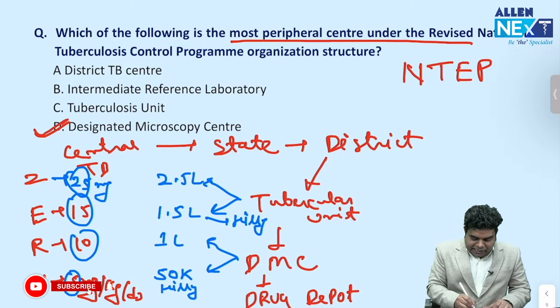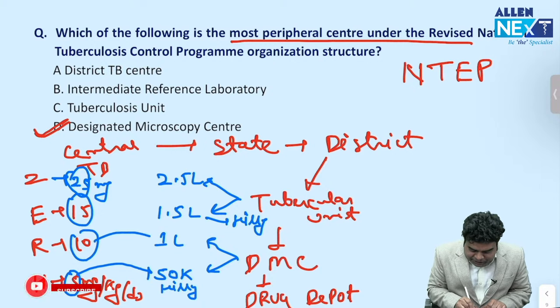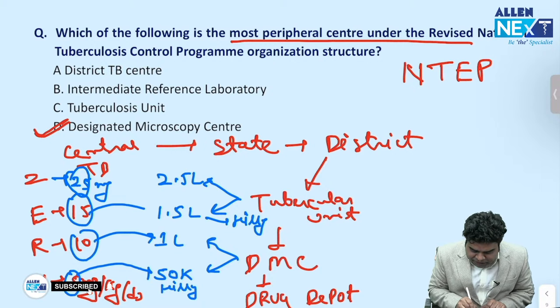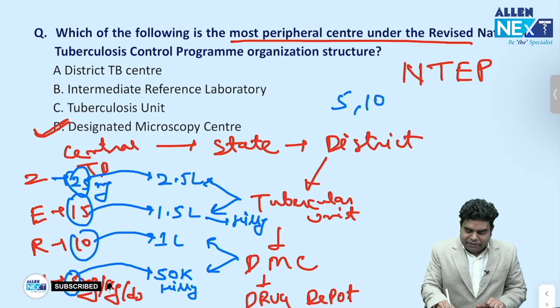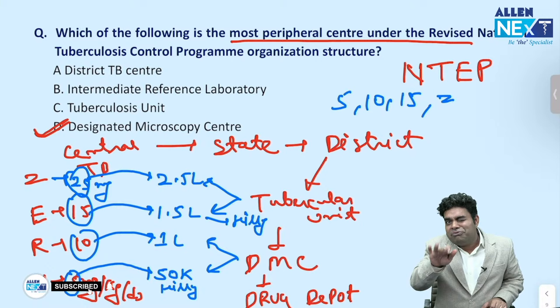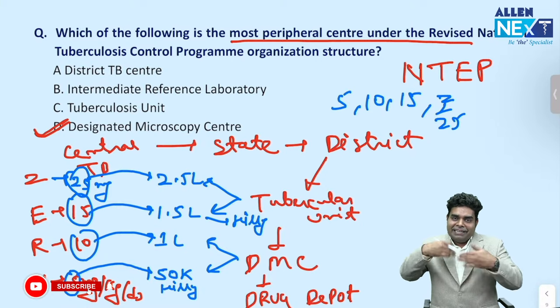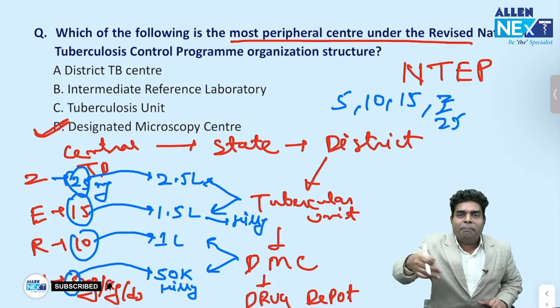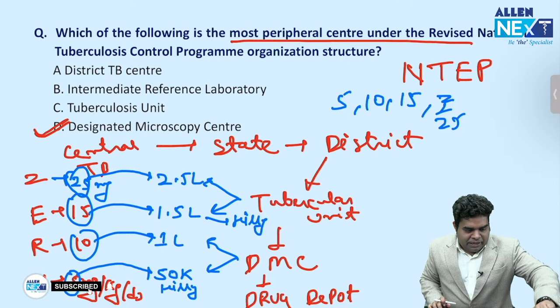And if you multiply each dose with 10,000: 5 with 10,000, 50,000; 10 with 10,000, 1 lakh; 15 with 10,000, 1.5 lakh; and 25 with 10,000, 2.5 lakh. So if you remember this dose, 5, 10, 15, and pyrazinamide is the last alphabet, Z, so we give 5 extra, 25. If you remember 5, 10, 15, 25, you can also remember the population norm by multiplying them with 10,000. Okay, dear? Chalo.